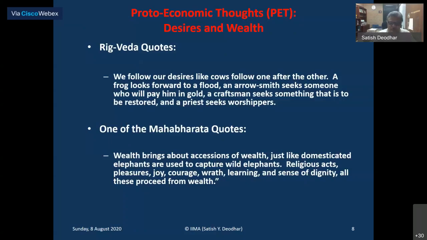Why? Because he says the following: wealth brings about accession to wealth, just like domesticated elephants are used to capture wild elephants. Religious acts, pleasures, joy, courage, wrath, learning, and sense of dignity, all these proceed from wealth. So don't ignore wealth. This is what Arjuna is clearly telling Yudhishthira. And look at this comparison. Wealth brings about accession to wealth, just like domesticated elephants are used to capture wild elephants.